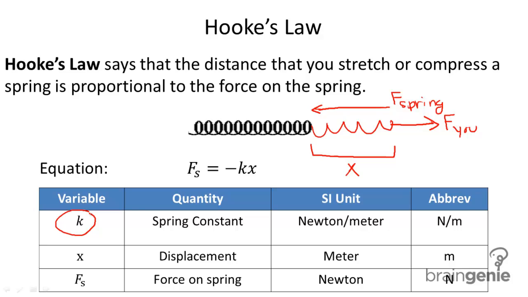We've seen K before when we talked about energy. K is the spring constant, and it's a measure of how stiff the spring is. The stiffer it is, the more difficult it is to stretch a certain amount or compress a certain amount.